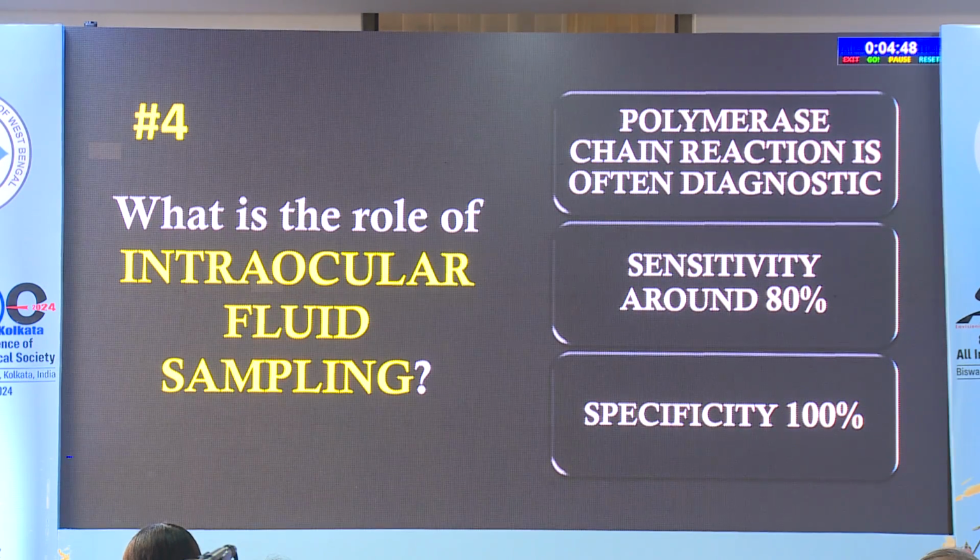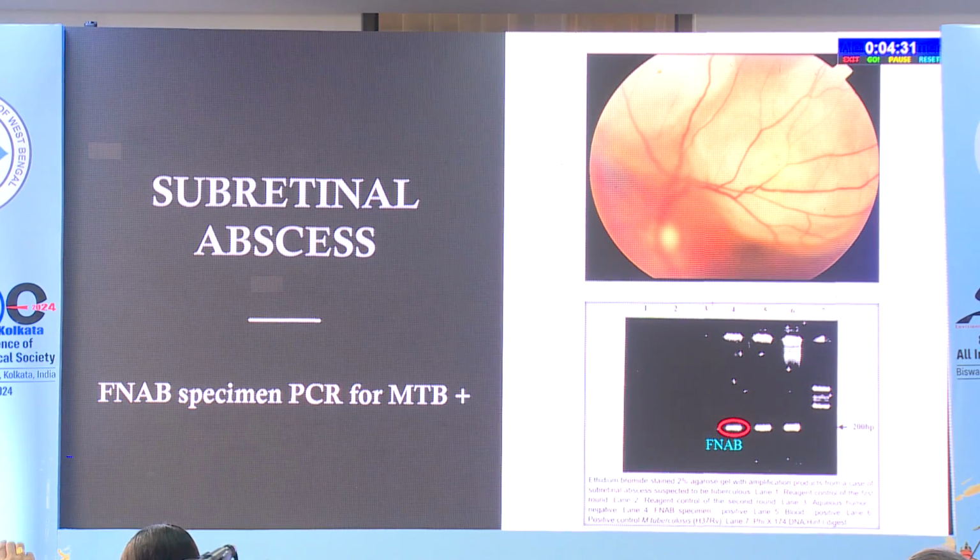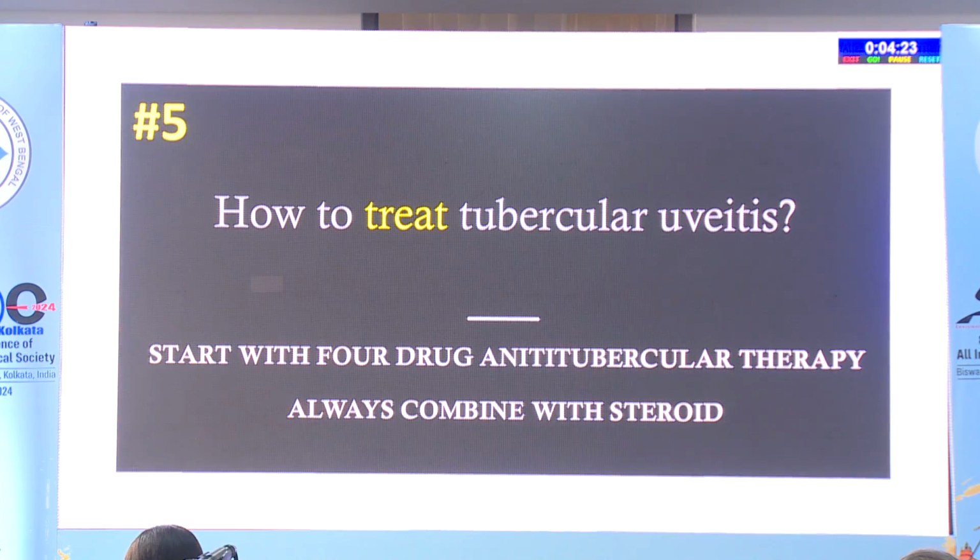When in doubt, what is the role of an intraocular fluid sample? You can do the PCR. Sensitivity is around 80%, specificity 100%. And here is an example of an agarose gel electrophoresis showing MPB64 and IS6110 regions positive. And this is a subretinal abscess FNAB specimen for PCR, a small tiny specimen of 0.1 ml, which showed Mycobacterium tuberculosis DNA.